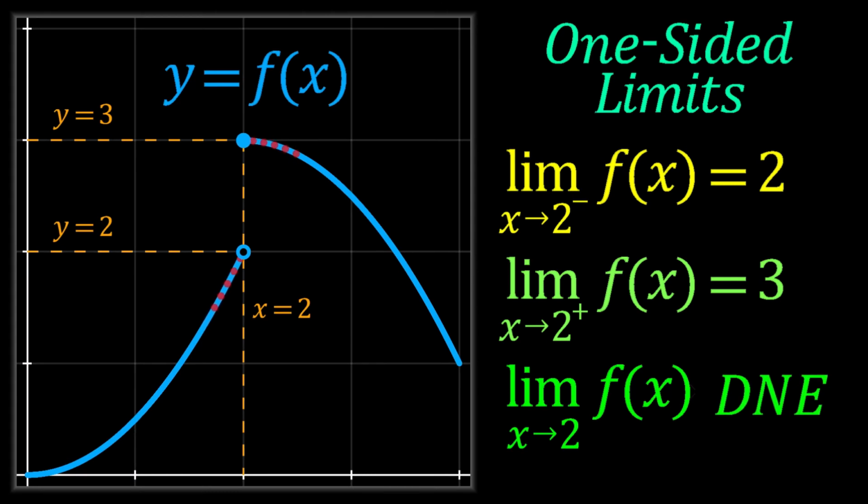Think about two friends who always want to be right. Friend number 1 says the limit, according to the left side, is 2. Friend number 2 says the limit, according to the right side, is 3. As I'm sure you know, whenever you have two people who always need to be correct, no one wins.